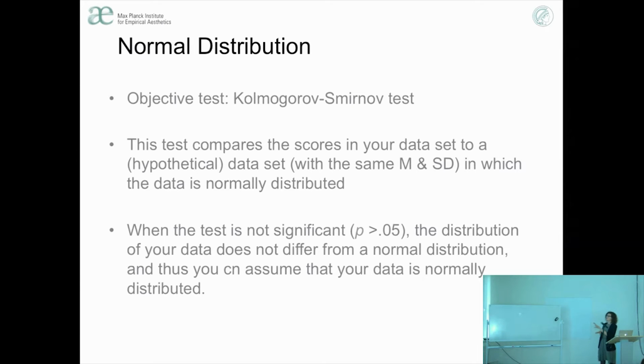So when you look at the outcome of the Smirnov test, you actually want the outcome to be non-significant. Because when the test is not significant, the distribution of your data does not differ from a normal distribution, and thus you can assume that your data is normally distributed. Again, kind of roundabout, but what you have to remember is the outcome of the Smirnov test needs to be non-significant. If you have a non-significant outcome, you can use parametric tests. That's basically all you need to remember.